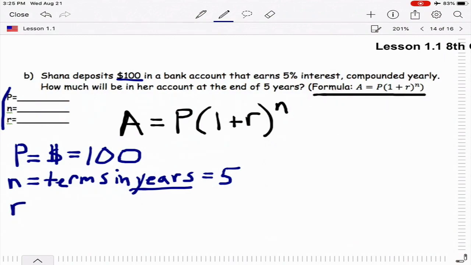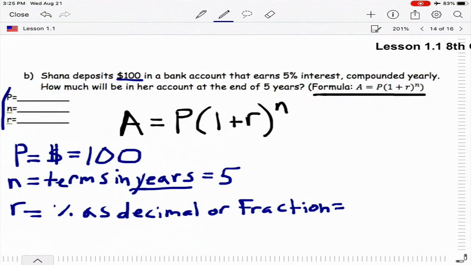And then your R. Your R is the percentage, but there's a little catch to this. Your percentage has to be written as a decimal or fraction. So I can tell you right now, this is going to be the hardest part for all of you. When you first read this word problem again, you'll be like, oh look, 5%. So my R has to be 5. And you'll be incorrect because it's 5%, but we have to convert it either into a decimal or a fraction.